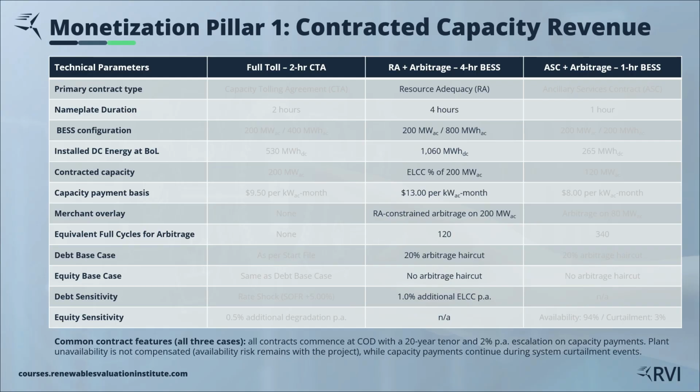Also, for this case, we assume a 4-hour battery, which is very typical for resource adequacy programs today. And you can see that the contracted capacity is expressed as ELCC percentage of AC nameplate. On top of that, this case adds a merchant arbitrage overlay. However, the arbitrage piece we will focus on in the next lesson.